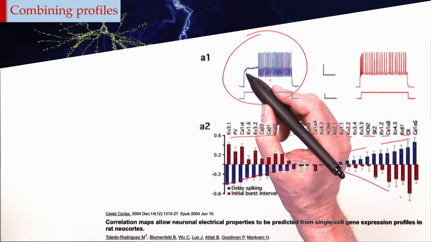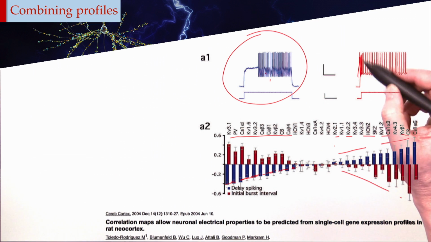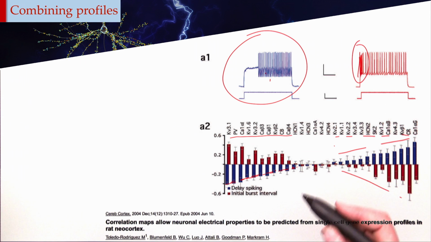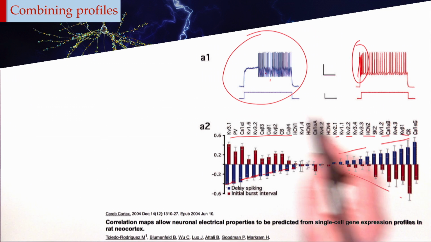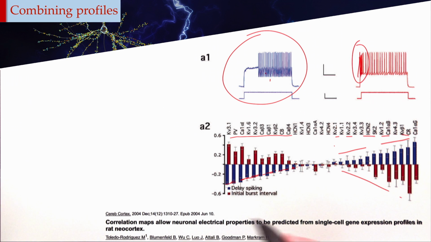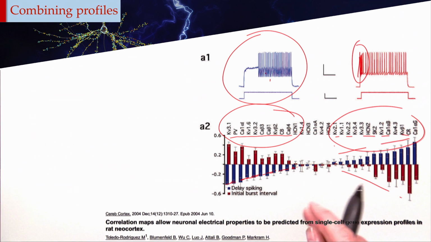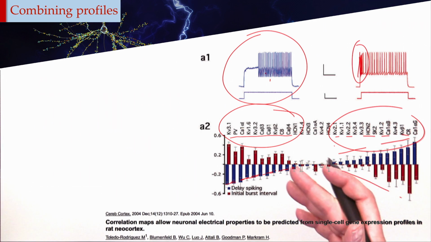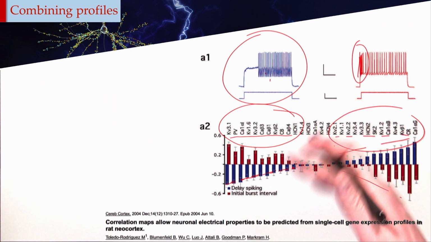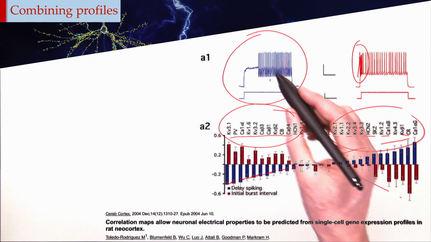So these two neurons, the one has a delay, the other one has a fast start. They're both fast spiking cells, but they essentially have almost an inverted gene expression profile. So they're using almost exactly the opposite set of ion channels to produce their electrical behavior. And this is one of the information sets we use when we try and classify neurons.